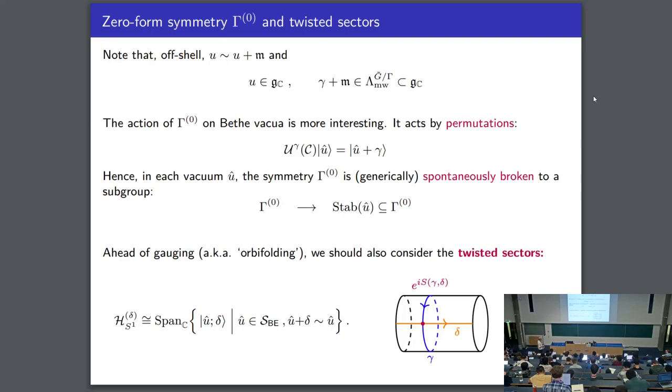A twisted sector, in this language of topological lines, means that instead of building a Bethe state on the cylinder and evolving it, you construct a state where you have a topological line along time. Right? So that's a twisted sector. And they exist precisely if the Bethe vacua are fixed by the shift by delta, where delta is again a gamma zero element.